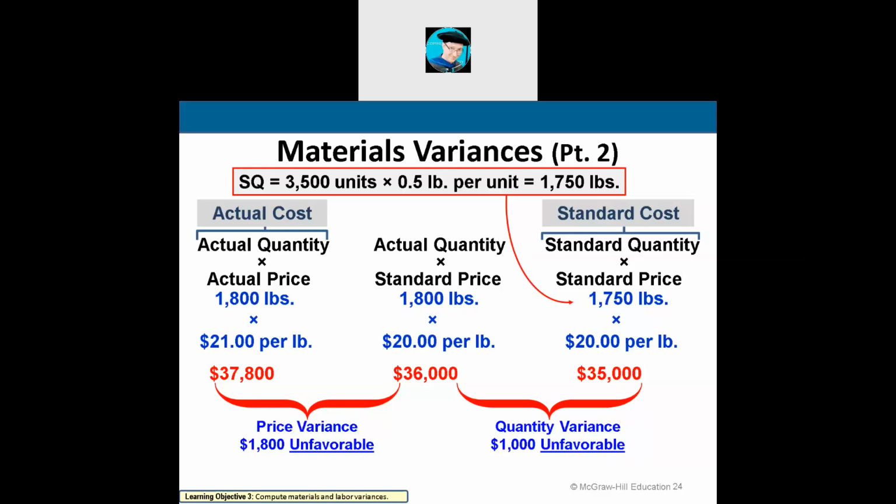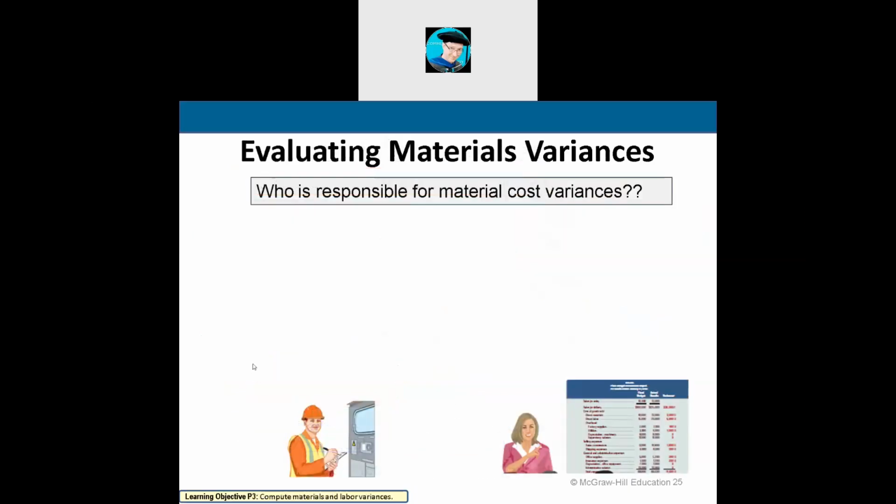Quantity variance. I take my actual quantity times the standard price minus my standard cost. $1,000. Also unfavorable. Why? Because I got more quantity than I needed. But 50 pounds more, to be exact. That gives us a total direct materials variance of $2,800. Price variance plus quantity variance. Total direct materials, $2,800. Unfavorable, of course. Spent too much. We got too much.